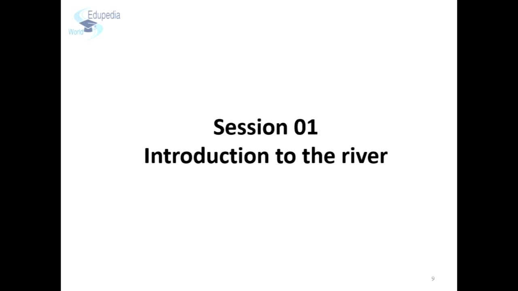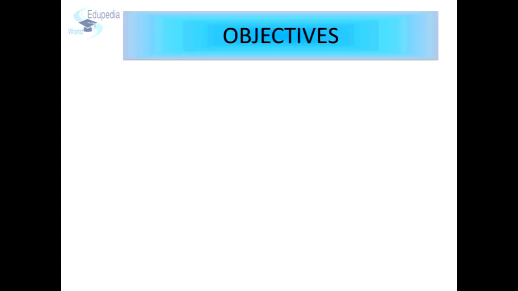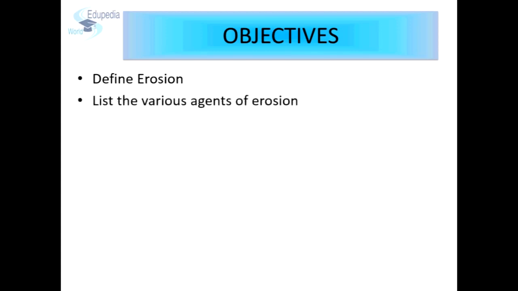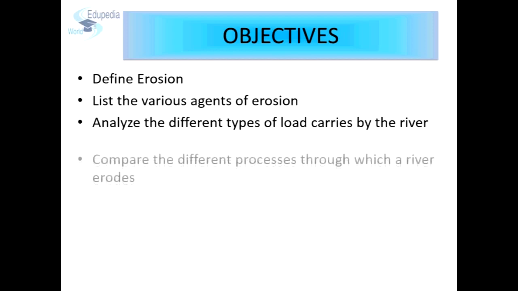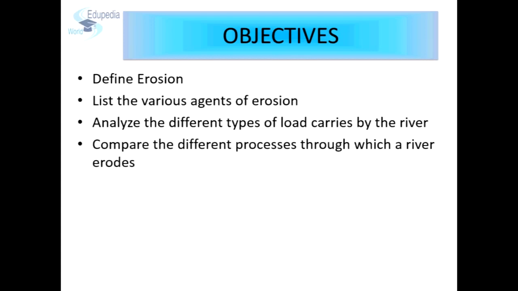In this session, we are going to try and achieve the following objectives. Define erosion. List the various agents of erosion. Analyze the different types of load carried by the river. Compare the different processes through which a river erodes. List the factors that affect the work of rivers.